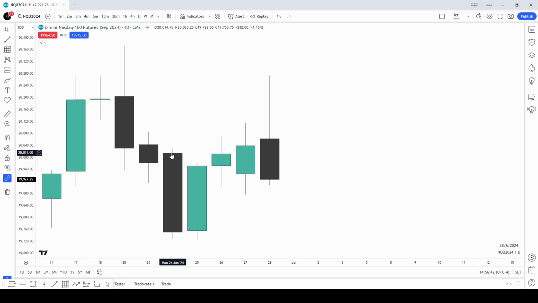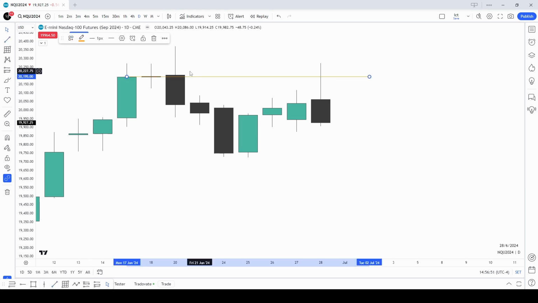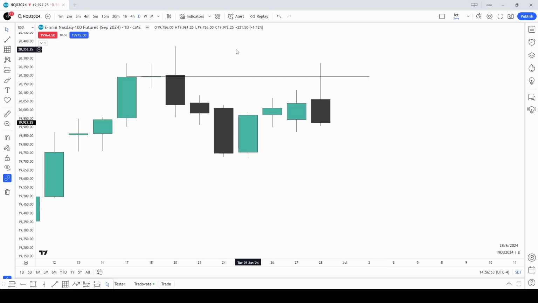Open, high, low, close now is exactly what I want to show you, okay? Look here on this chart here. You can see we have a rejection block on the daily time frame, okay?